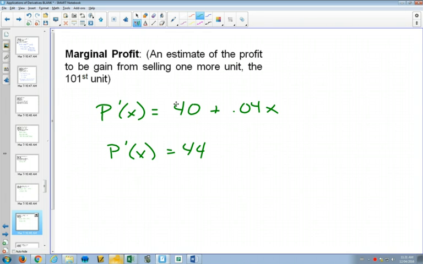It's a lot of calculations to do that. It's a lot more numbers to work with, whereas finding the derivative and plugging in one number is much simpler to work with. And so it becomes a powerful tool as an estimate.